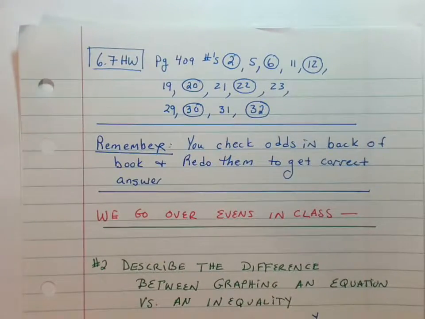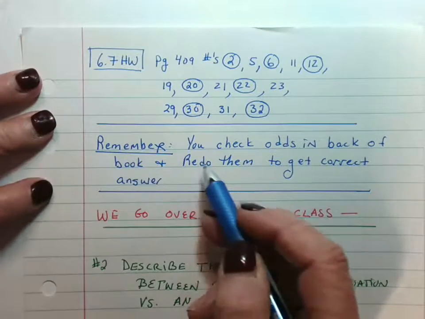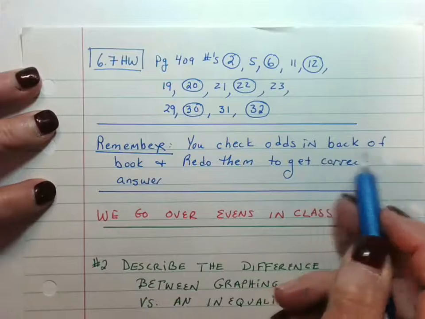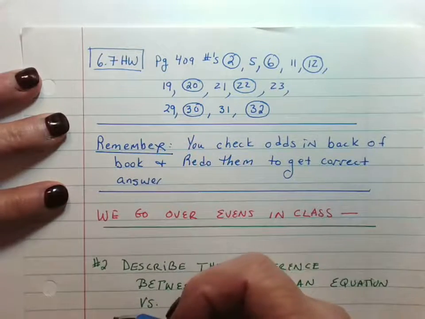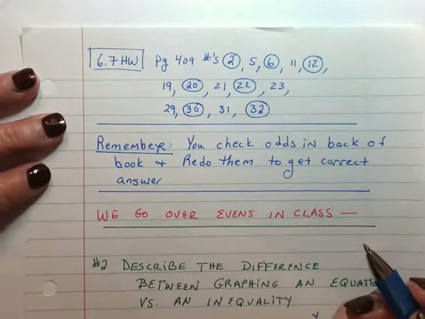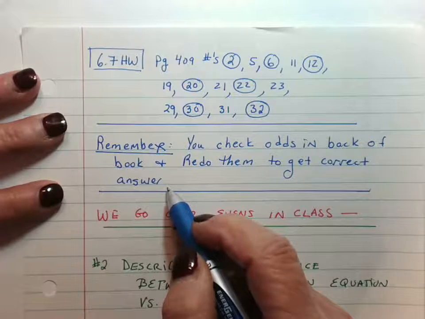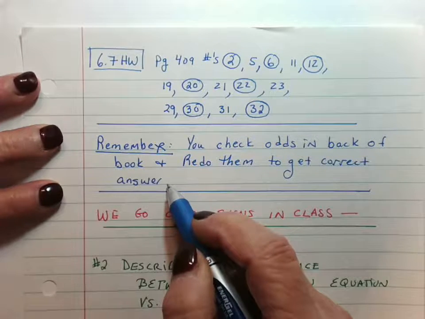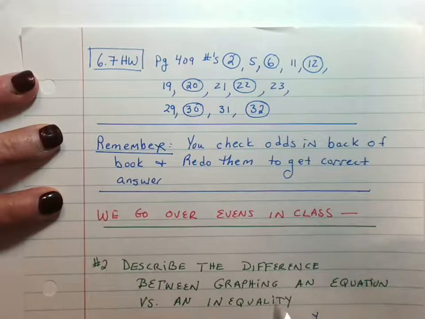The 6.7 homework had a variety of evens and odds. The odd problems are your responsibility to check in the back of the book and redo them to get the correct answers. I'm confident that if you put your effort into looking at the answers and looking at the problems, you can figure out what you're doing wrong. We're going to go over the evens in class.